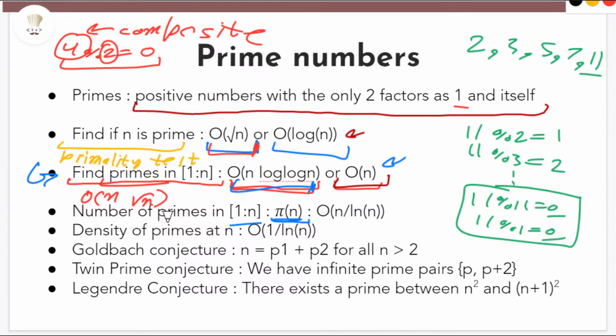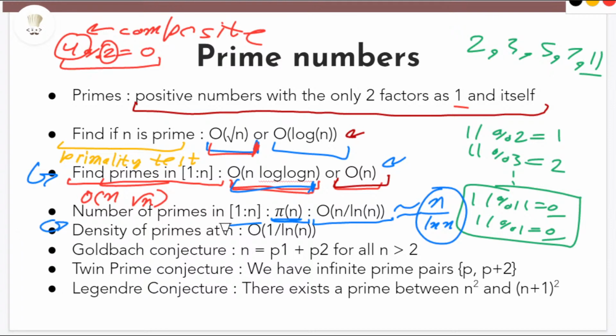a lot of times you need an approximation of the number of primes in 1 to n to analyze whatever code you're writing. So the number of primes in 1 to n is around n by ln n. So pi(n) is around n by ln n, where ln is just log base e. So you can use this approximation to sometimes improve your code time analysis by a bit. The next point is the same.